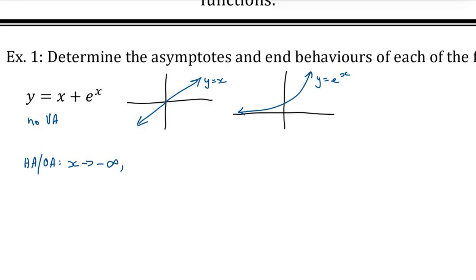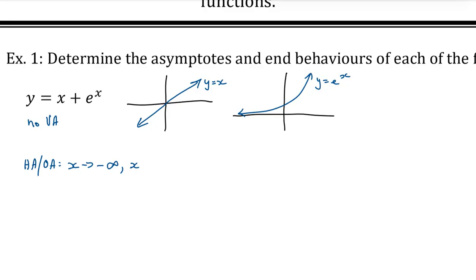What does x do? This is kind of a weird thing to even bother writing down, because the function is y equals x. So as x goes to negative infinity, what does x do? Almost too easy of a question that makes it hard. What does it do? Goes to negative infinity. That's what it does. It's just like y equals x. So x goes to negative infinity.